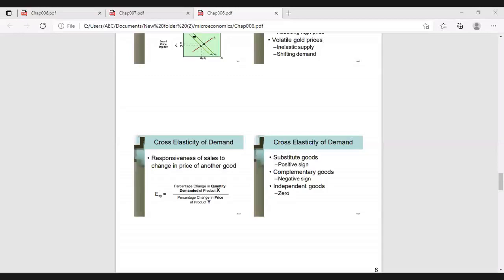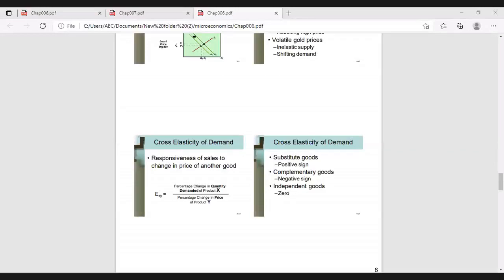Some commodities are substitutes for this commodity. Some commodities are complements for this commodity. Complement means they have to be used together. They have to consume both commodities together. They cannot get any satisfaction if they consume only one commodity. Only then will they get satisfaction. So those commodities are complementary goods.